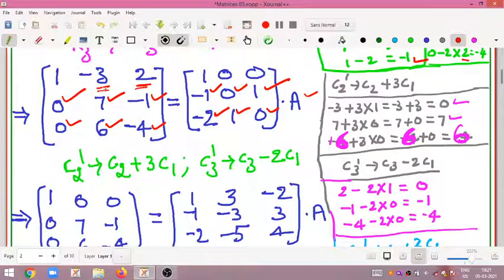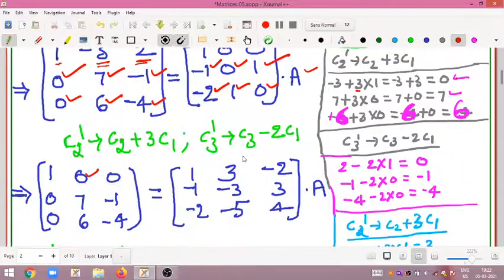See here, C2 element is minus 3, plus 3 into C1 element is 1. So minus 3 plus 3 into 1 is 3, minus 3 plus 3 is 0. 0 I wrote here. Again, C2 element is 7, and 3 into C1 is 0. So 7 plus 3 into 0 is 0, that is 7. 7 I wrote here. Again, C3 element is 6, 6 plus 3 into 0, so that is 6 plus 0, 6. That is 6 I wrote here. That is the second column operation.